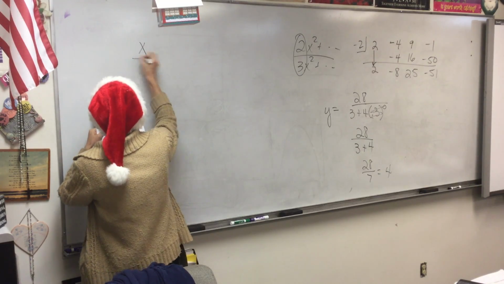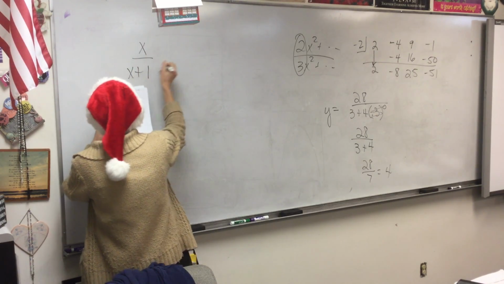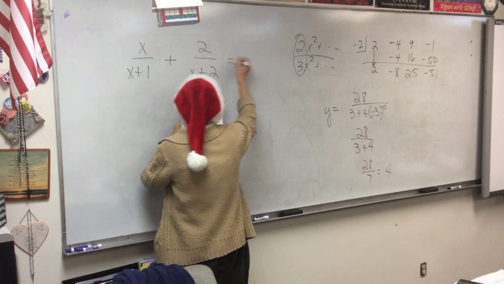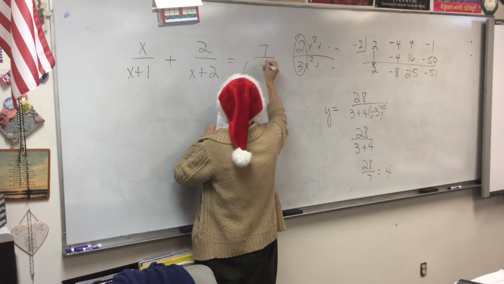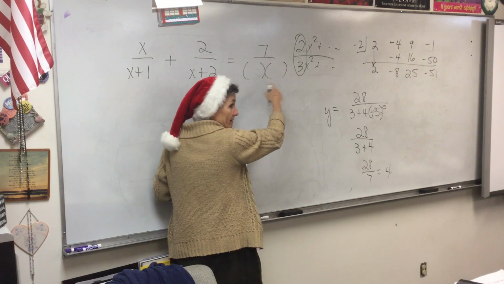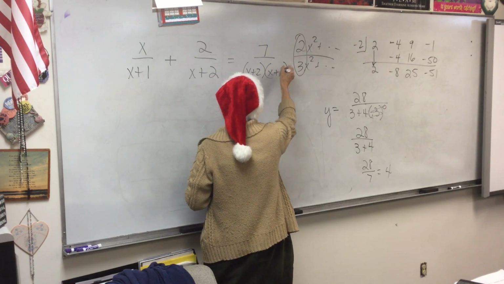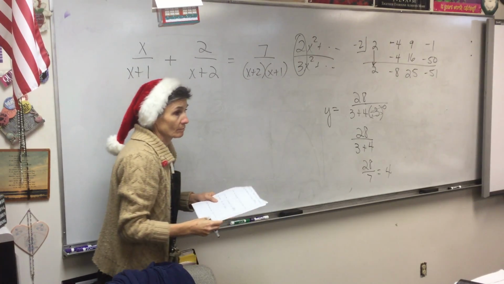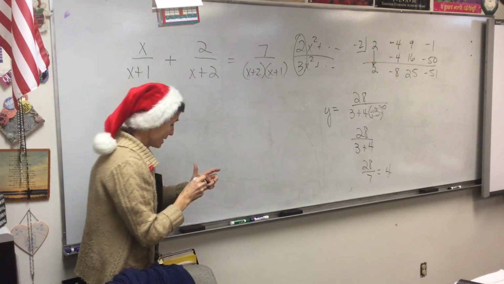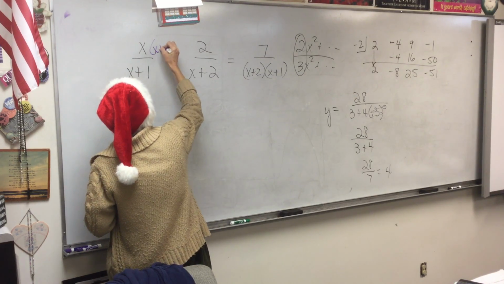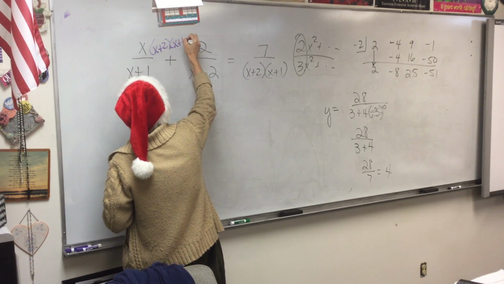Now, how do I solve something like this? This has been not too long ago. First of all, I factor over here, right? Yep. So that would be x plus 2, x plus 1. And then we multiply everything by x plus 2, x plus 1.